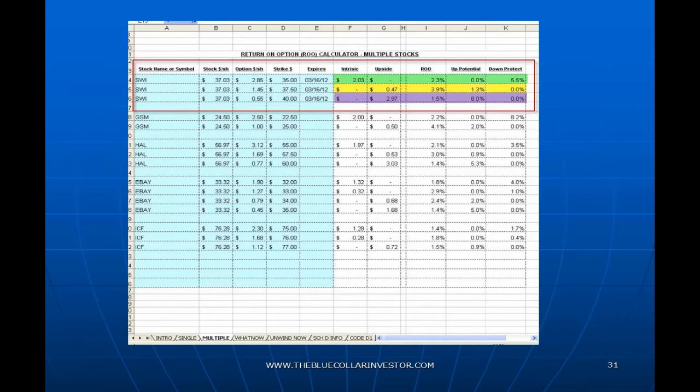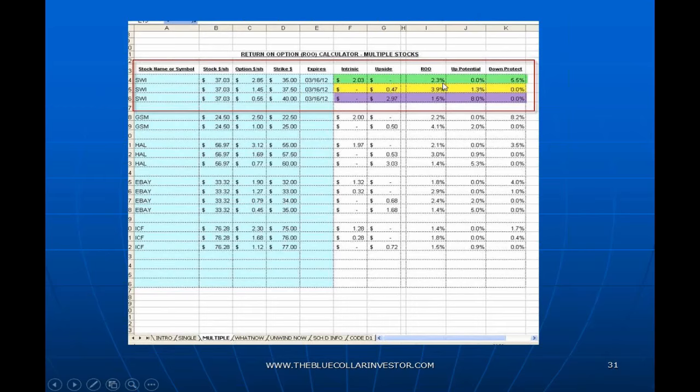Now, if we were bearish on the stock, on the market, and chart technicals were mixed, how about that 35 in the money strike in green, where we generate a 1-month return of 2.3% and an insurance policy on that profit of 5.5%. That means the stock can go down from 37.03 all the way down to 35, and we still will have generated a 2.3% 1-month return.